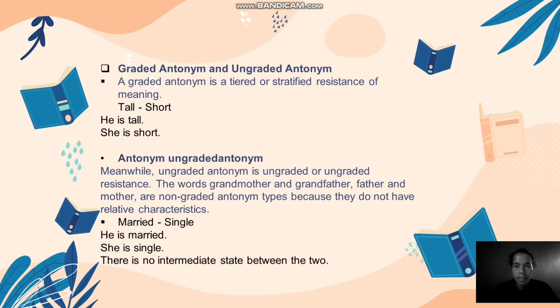Next, graded antonym and ungraded antonym. A graded antonym is a type of stratified resistance of meaning. Tall between short, and he is tall, he is short. That is an example of graded antonym. Meanwhile, ungraded antonym is ungraded resistance. The words grandmother and grandfather, or father and mother, are not graded antonyms because they do not have relative characteristics. For example, between married and single, like he is married, she is single. There is no intermediate state between these two statements.